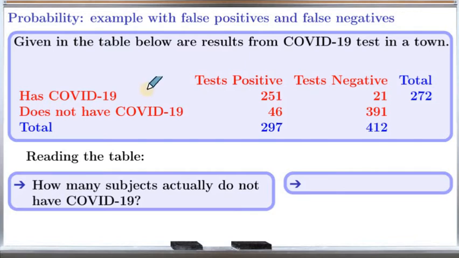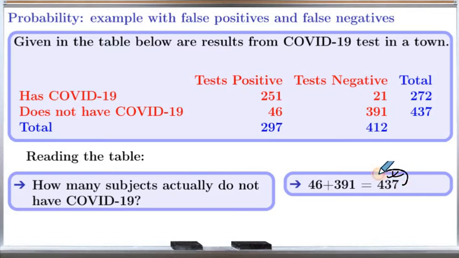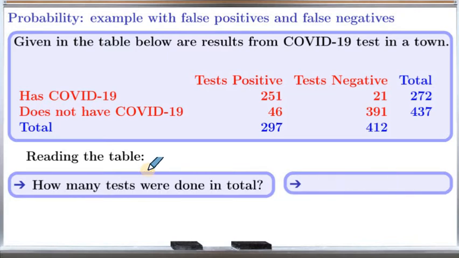So how many subjects actually do not have COVID-19? Now we have to look at this row here, and that would be 46 plus 391. That's 437. So there were 437 subjects who actually do not have COVID-19. Let's move on to the next question.